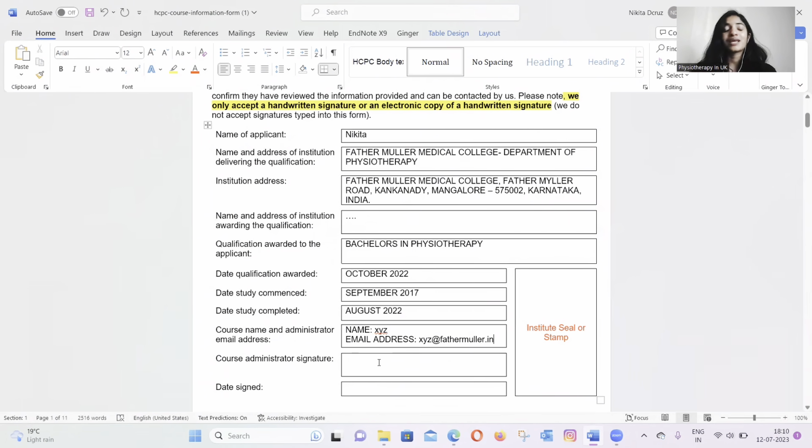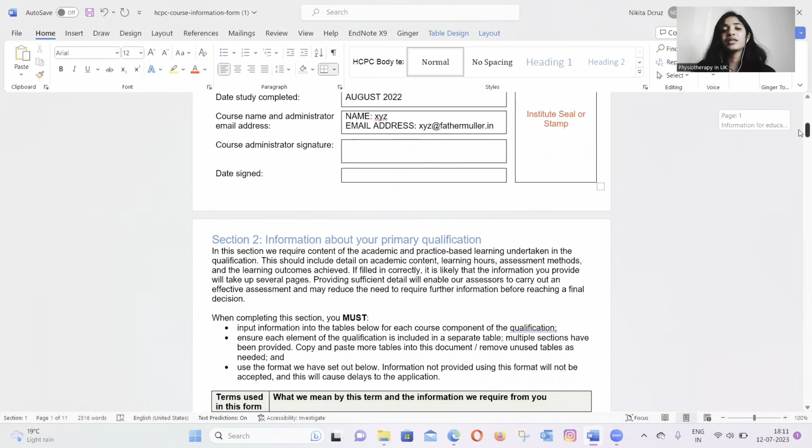Now, the most important thing and something that you should definitely not forget is the institution seal or stamp. So please get your university or college to place their institutional seal or stamp on this document. Now, moving on to some of the other bits.